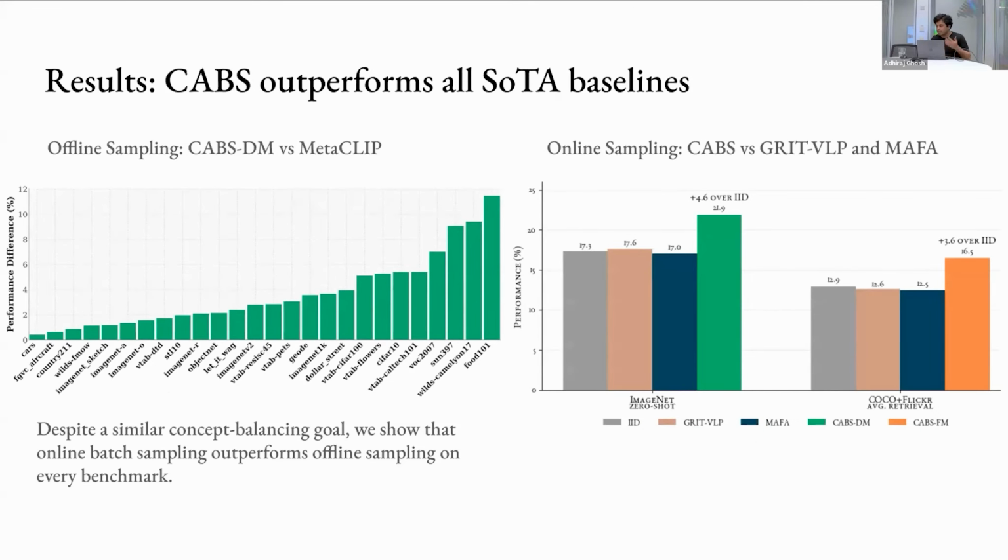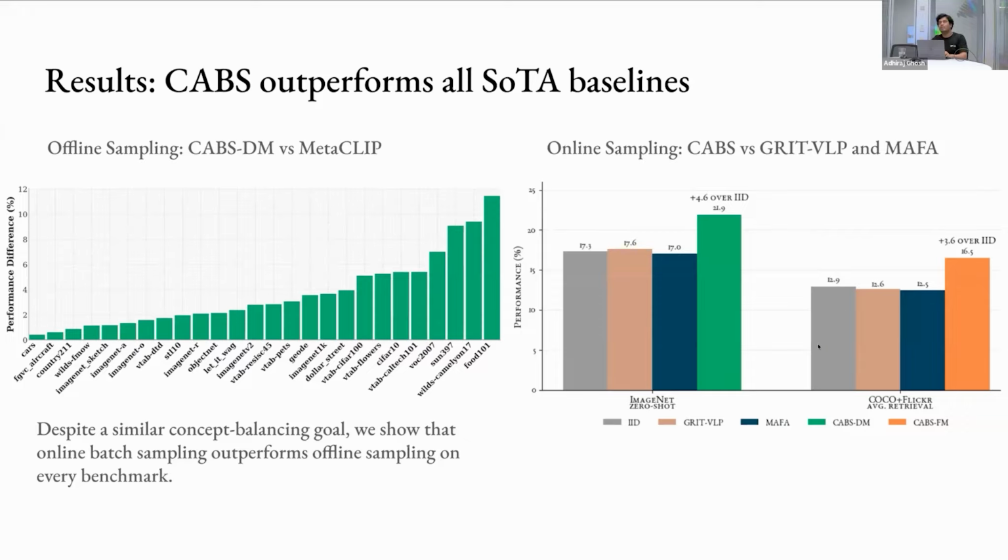Comparing with baselines and state-of-the-art models, we compare CABS DM with MetaCLIP. MetaCLIP is a very famous work for data-centric people in that they do offline curation at the text level, concept flattening at the text level. They have a vocabulary and select from 400 million samples in such a way that the concept distribution is as flat as possible, and then train on it offline. We match their regime, and we show that we do better on every single benchmark compared to MetaCLIP, which is quite nice.